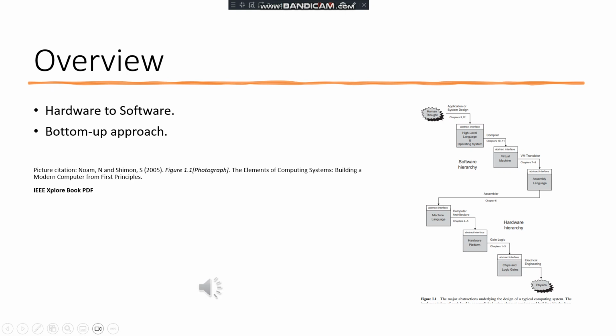So, we're going to talk about hardware first, and then we're going to talk about software. We're going to do this using a bottom-up approach. That means that first we're going to talk about chips and logic gates, then we're going to talk about hardware platform, machine language, assembly language, virtual machine, high-level language and operating system, and we'll even talk a little bit about human thought as well.